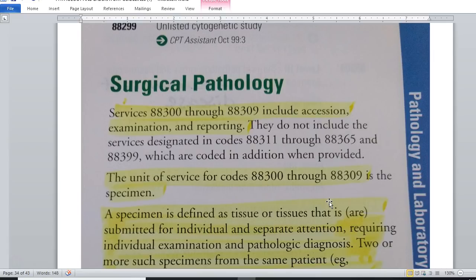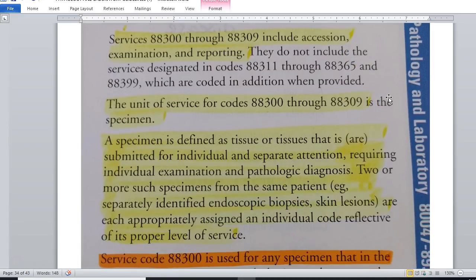Then we get to our surgical pathology. Surgical pathology is based off of levels. And so what we do is we match up the specimen itself to the level based on the information they've given us for the diagnosis. So services 88300 through 88309 include accession, examination, and reporting. They do not include services designated code 88311 through 88365 and 88399, which are coded in addition when provided. And those are additional services, additional stains that might be done on pieces of tissue.